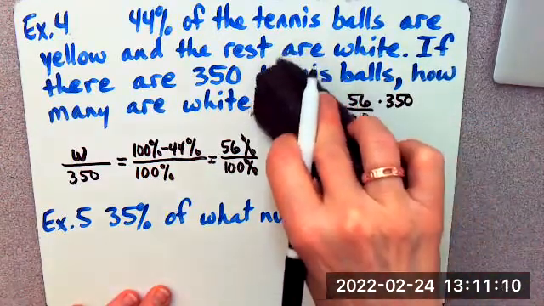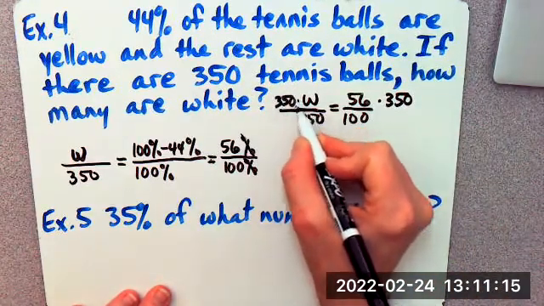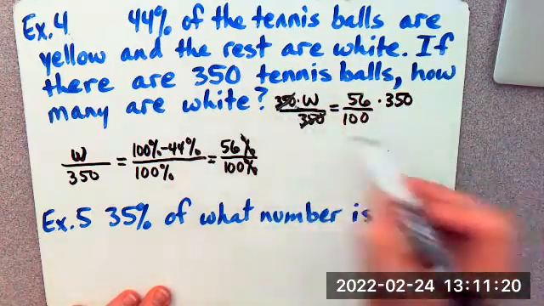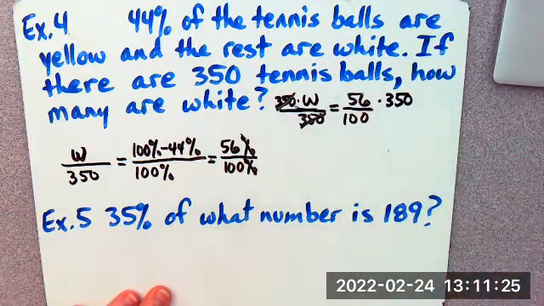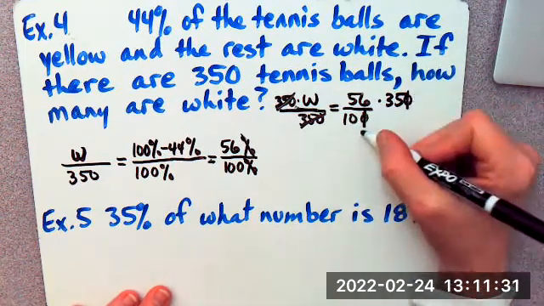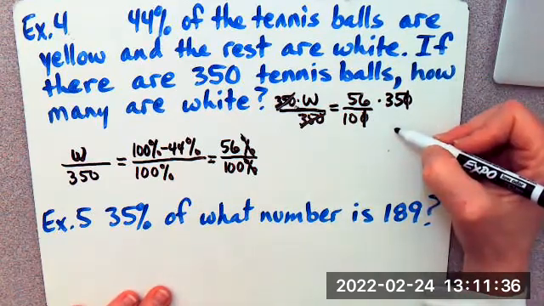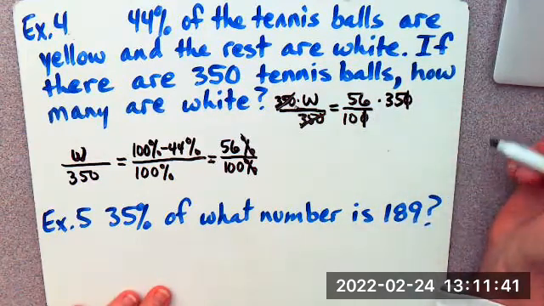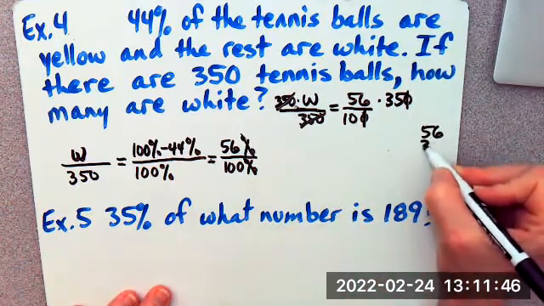So let me put this a little higher up. Okay, so since I have 350 top and bottom, I can cancel that. So I get the W by itself. So if I multiply here on this side, I have to multiply on that side. I can also take a 0 out of here and here because I have a 10 over a 10. So that's equal to 1. So now I have to actually multiply 56 times 35. So let's do 56 times 35.